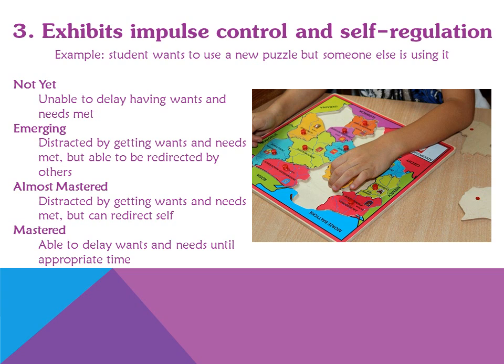You might find that somebody really wants something, and then you can observe them make a decision to do something else while they are waiting. Then you would be able to mark them as almost mastered. Someone who is mastered is able to delay their wants and needs until an appropriate time, and so you would just have to watch carefully to see what you can find there.